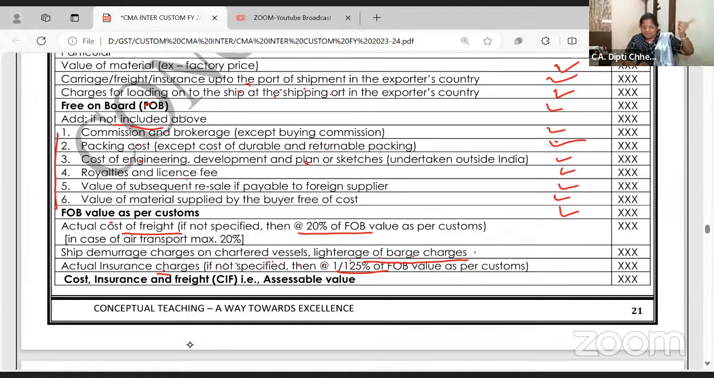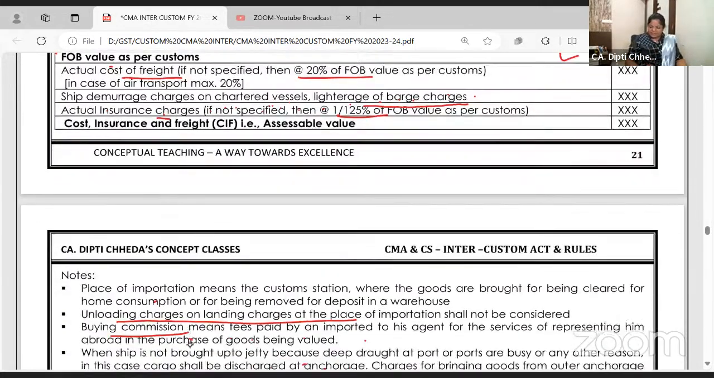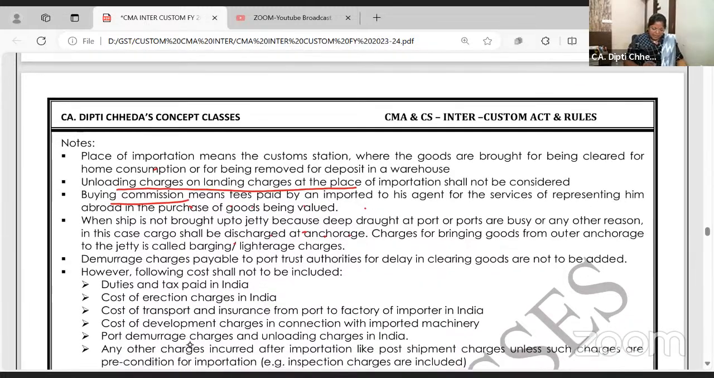Goods are still in the vessel, so we will include it. After coming to the port, you will not incur it. Please do this part again, this last 30 minutes, and you will be super clear.